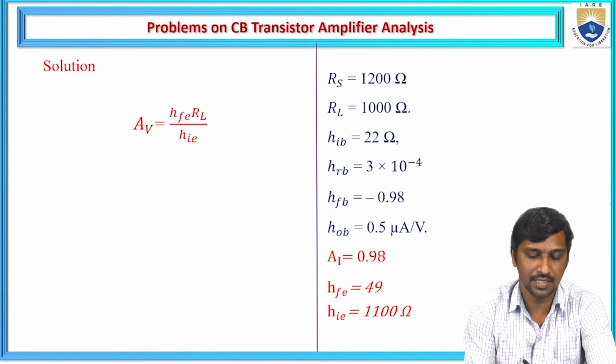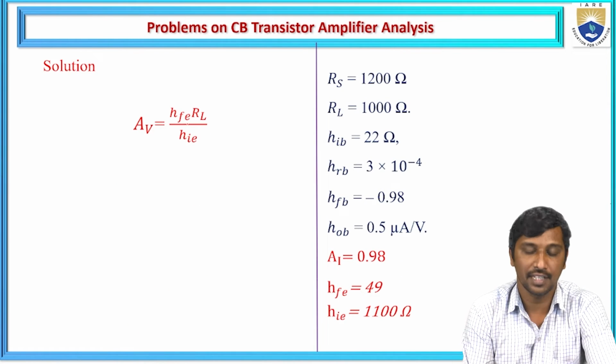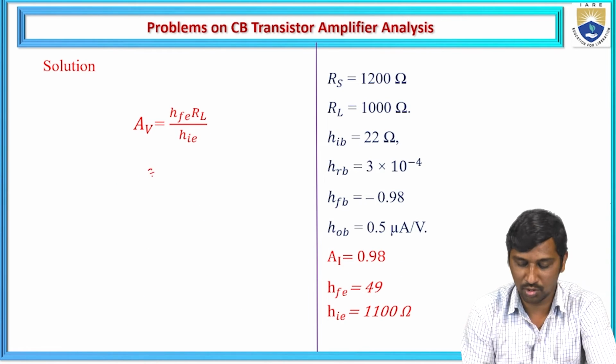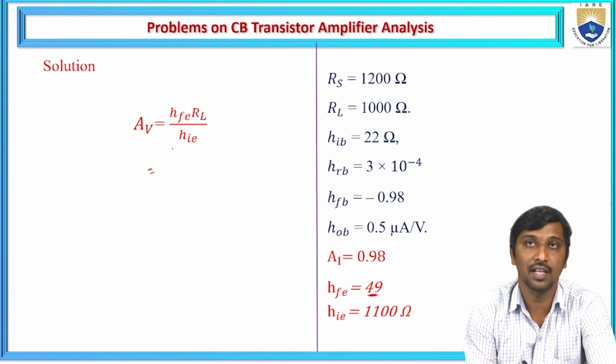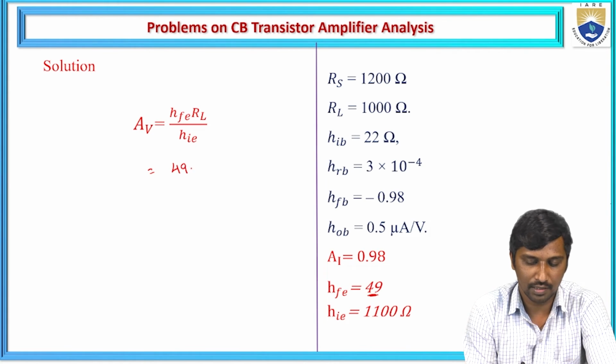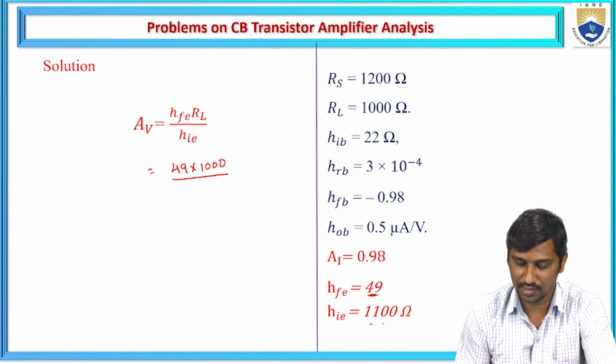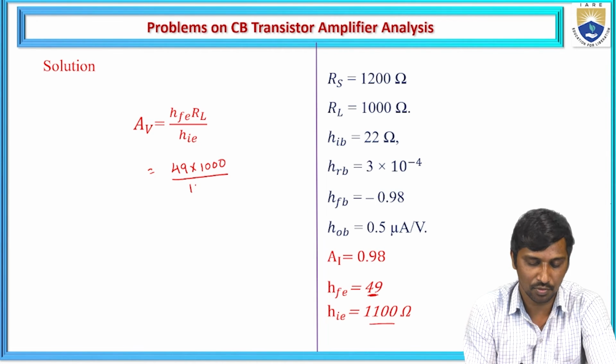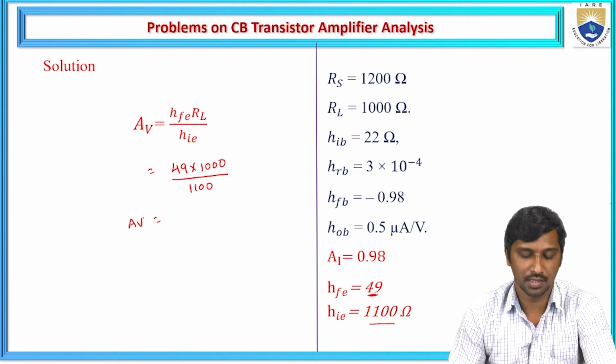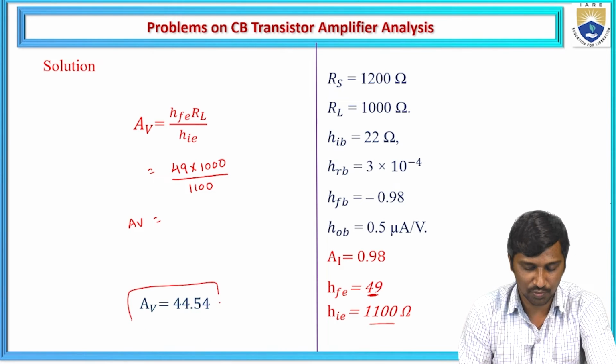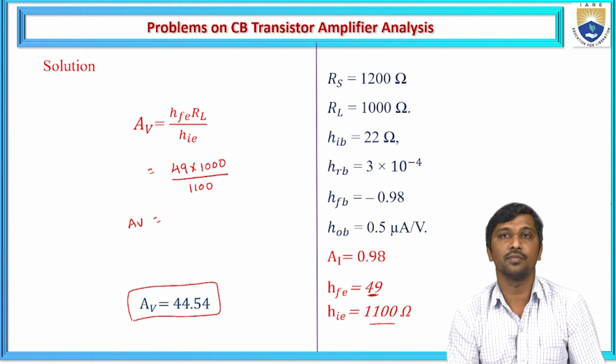So AV is represented as HFE times of RL by HIE. What HFE value did we observe? The HFE value is 49, the load resistance they have given is 1000 ohms, and the HIE value we observed is 1100 ohms. So after simplification, the voltage gain is equal to 44.54.